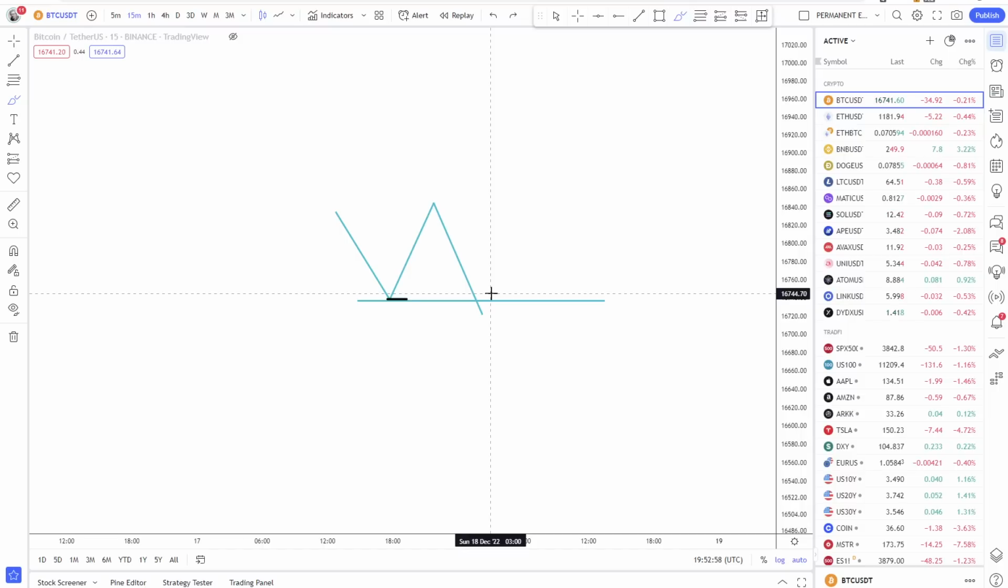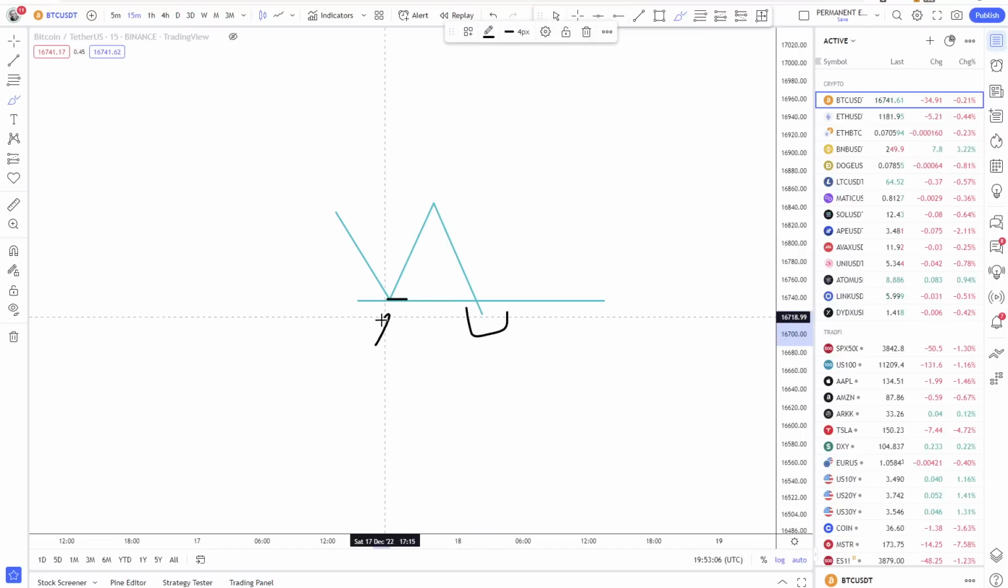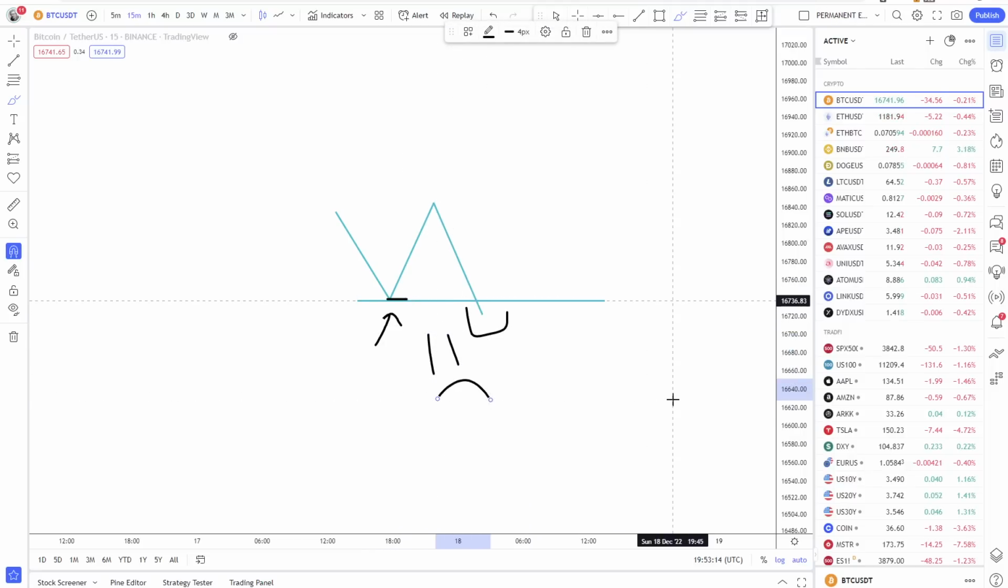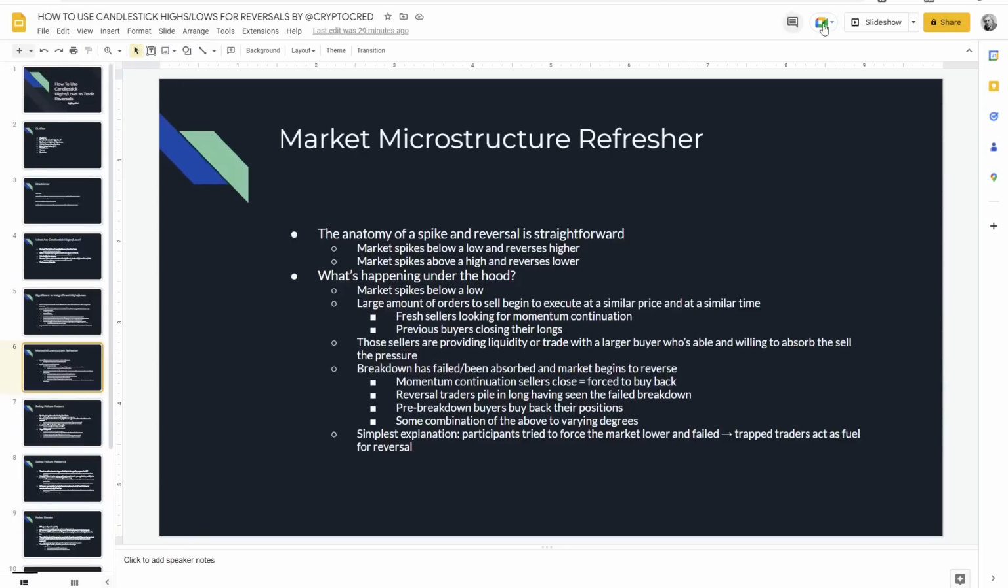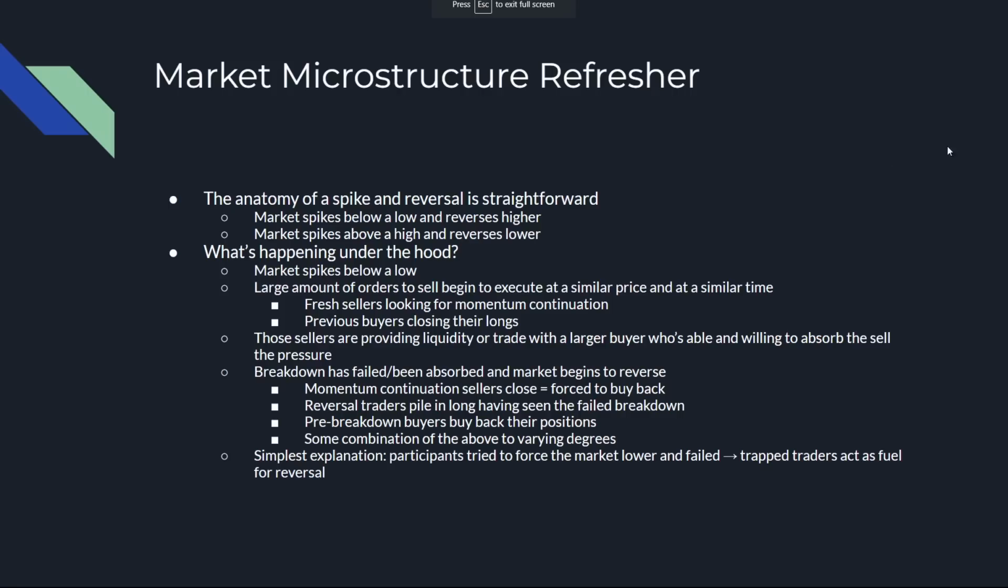How do you get rid of your long? Well, you have to sell, right? You bought contracts, you have to sell them in order to get out of that position. So suddenly, as we're down here trading through this low, you have momentum continuation sellers who are betting on this, and you have existing longs who are just being invalidated because they used that specific low as a stop loss for their bullish idea. As a result, you have a lot of sellers come in at the same price at the same time. That creates a large demand for liquidity, that is to say, for buyers.